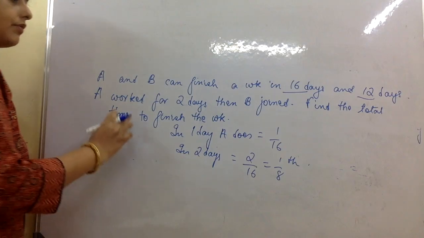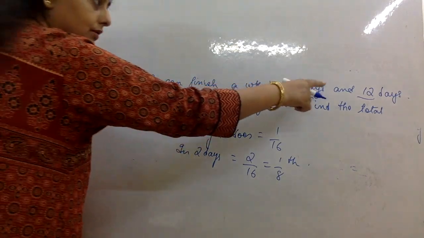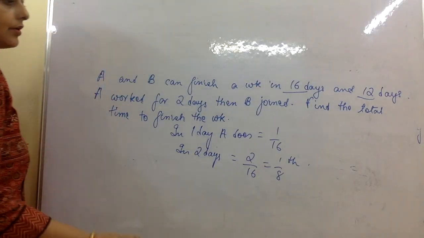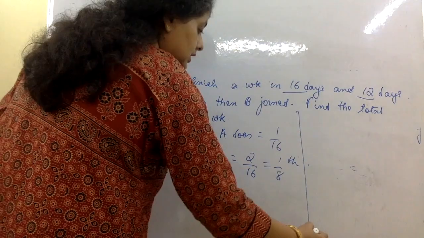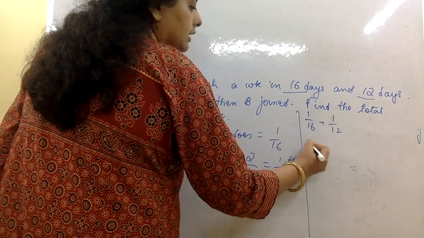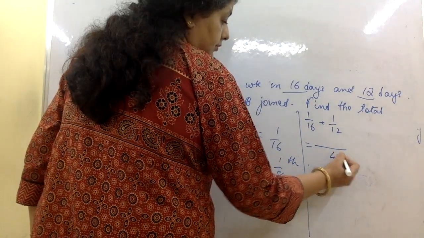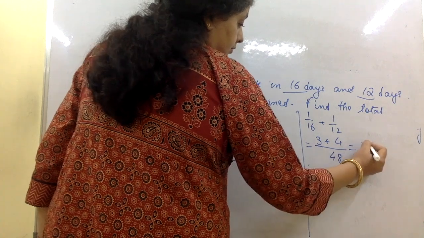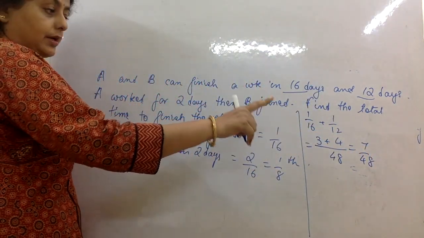Okay, now A worked for 2 days, then B joined, and B is doing 1/12 of the work in 1 day. Let me find A and B's 1 day's work. What is A and B's 1 day's work? 1 by 16 plus 1 by 12. That is A and B's 1 day's work. This is 7/48 of the work they finish in 1 day.